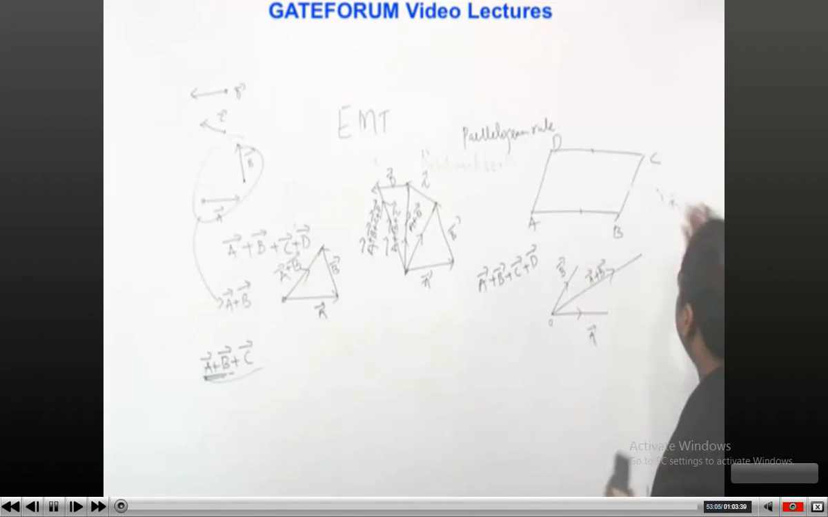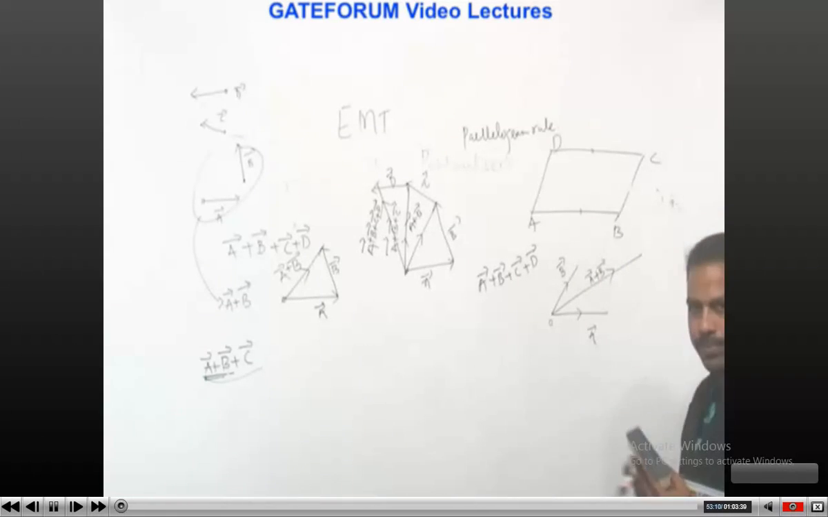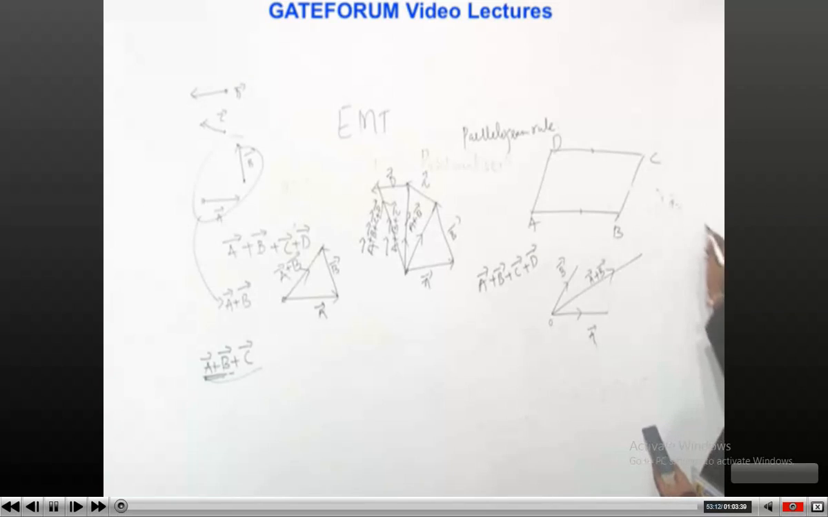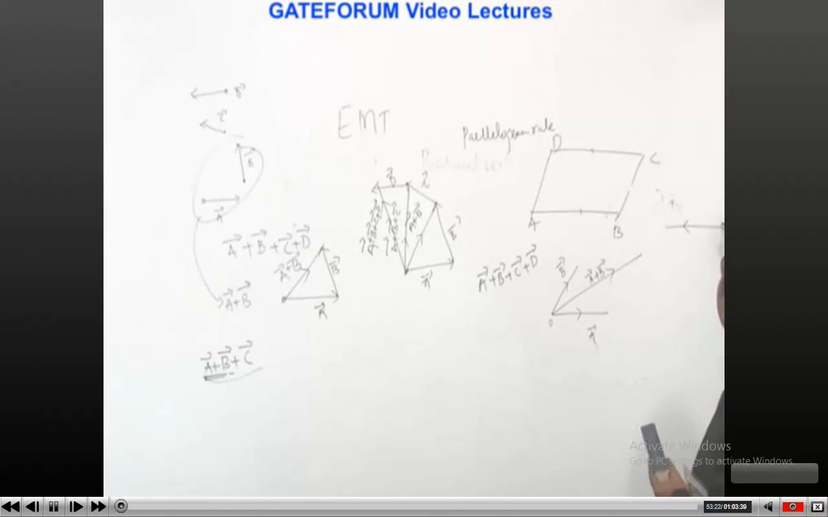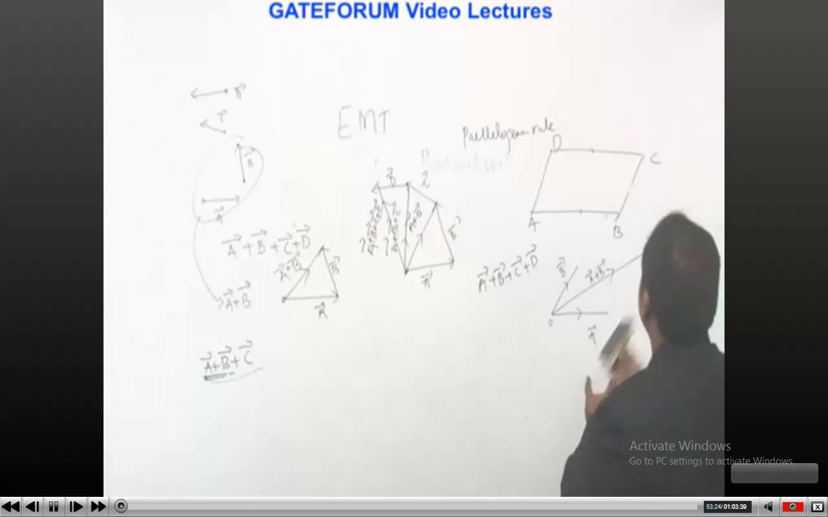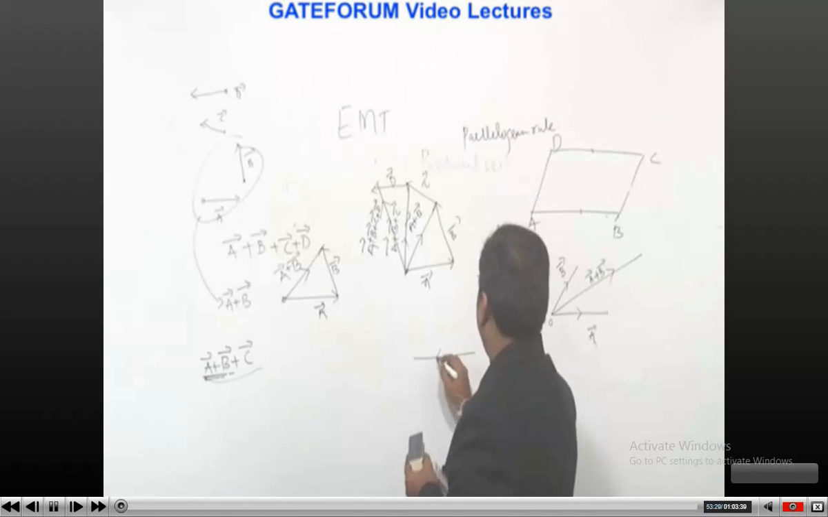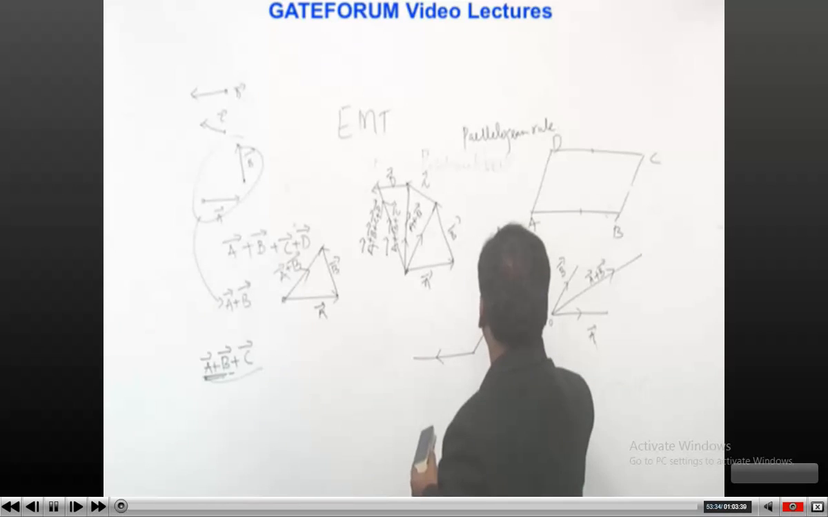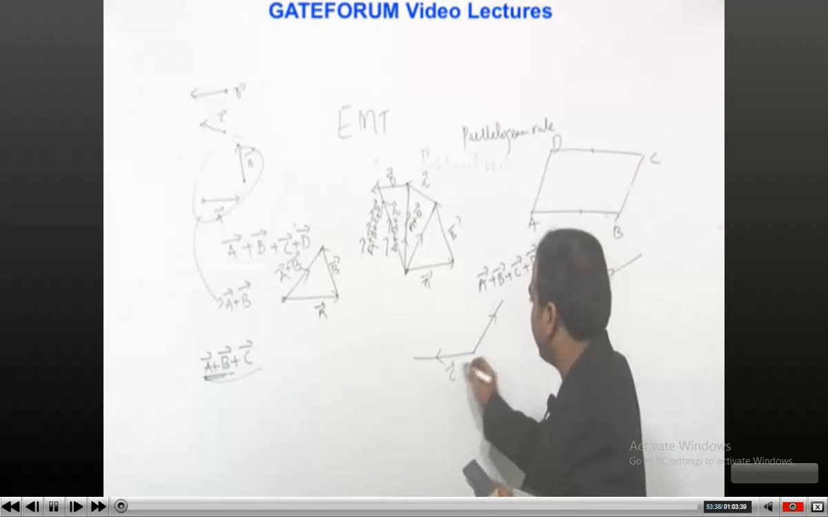And similarly, you can also treat it with respect to BA and with respect to BC also. Suppose I take a vector along the length of BC, and one more vector along the length of BA, like this. Suppose we assume it is C bar and this is D bar, just assume.